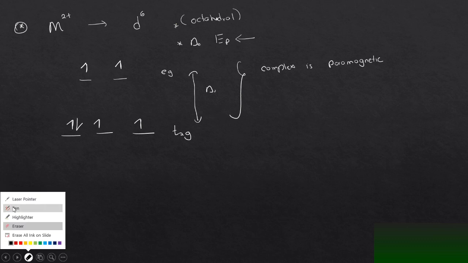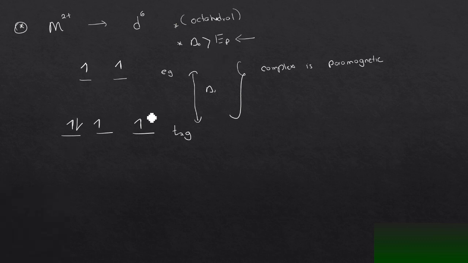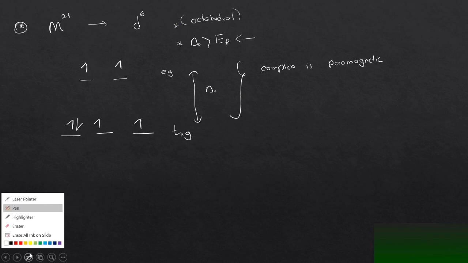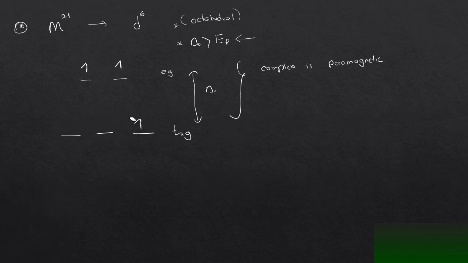If this is given the other way around, then the situation changes. Let me erase this. Now if I fill up the orbitals, 1, 2, 3, the first 3 are completely fine. I need to fill another 3 electrons. As you can see, delta O is now larger. This energy barrier is much larger than the pairing energy, so I can pair here, here and here. As you can see, there are no unpaired electrons, which means this is diamagnetic.